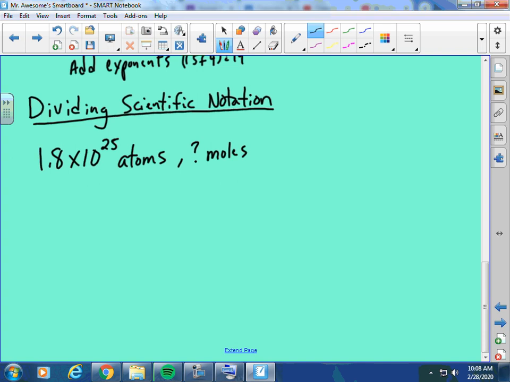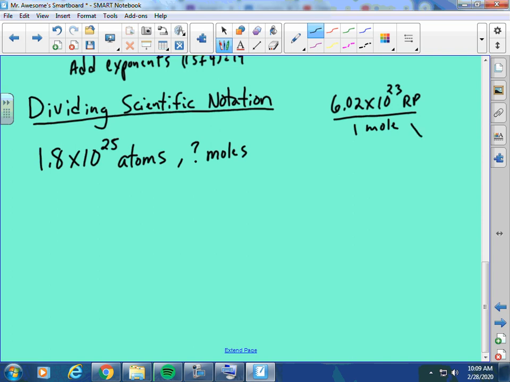So for all these problems, whether we're multiplying or dividing, we are basing everything off the simple concept of Avogadro's number. We're always talking about 6.02 times 10 to the 23rd representative particles, atoms or molecules, depending on what we're dealing with. And we know that's how many are in a mole. Okay? So if we know that's how many are in 1 mole, then what I want to do to find moles here is I'm actually going to divide.